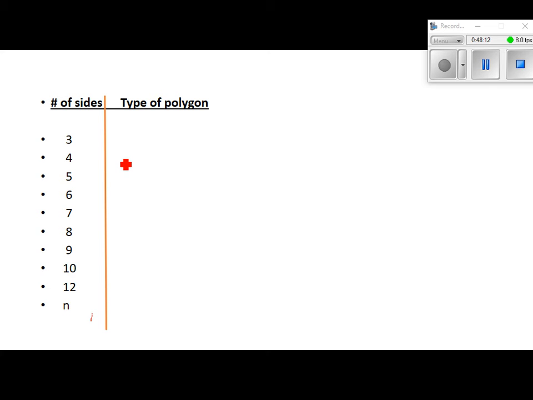Sid was real close a few minutes ago with what you said. 12-gon. That's it.